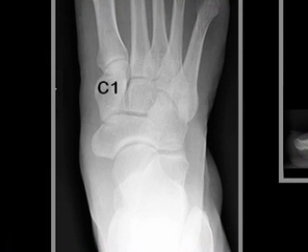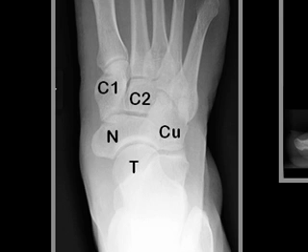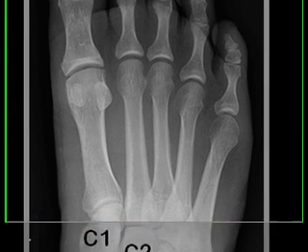The tarsal bones consist of the first cuneiform, or the medial cuneiform, the second cuneiform. The third cuneiform is not well seen on this particular frontal view. It's also sometimes referred to as the lateral cuneiform. The tarsal navicular, here with the N on it, the cuboid, the talus, and the calcaneus.